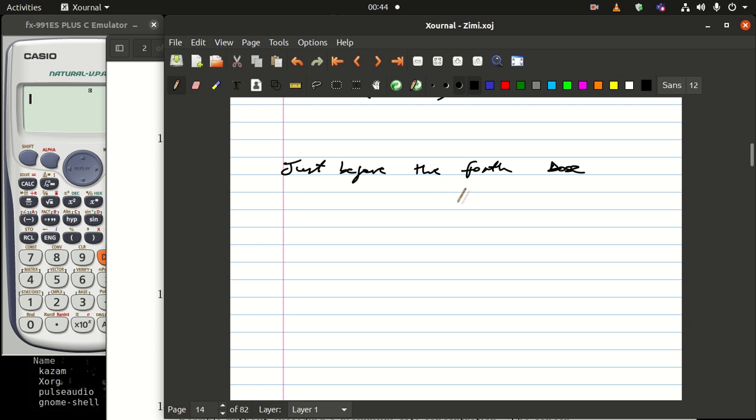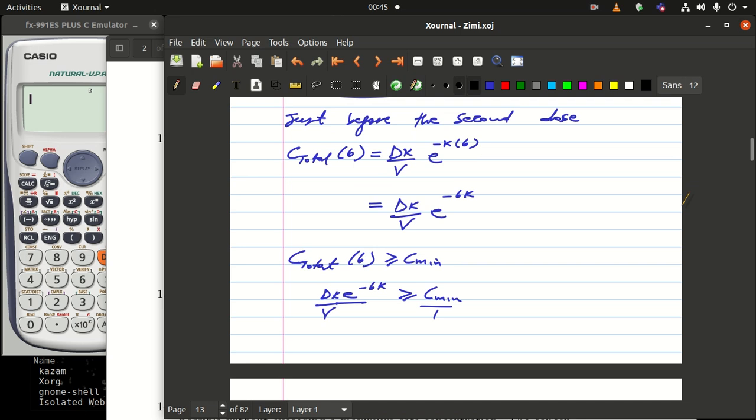I'm going to explain what is going to happen here. So the total concentration at T equal to 18, just before the fourth dose. So we'll end up having the contribution of the first dose, which is going to have 18 hours, plus the contribution of the second dose, plus the contribution of the third dose. So those are the doses that we're looking for.